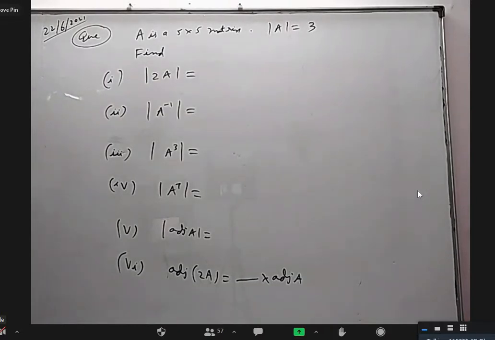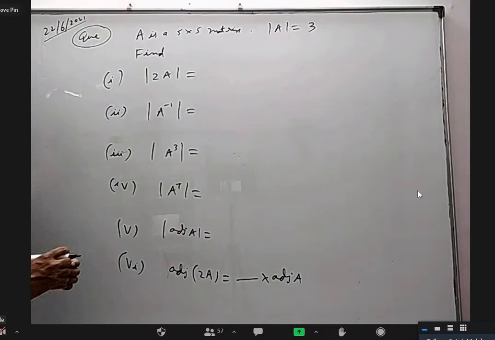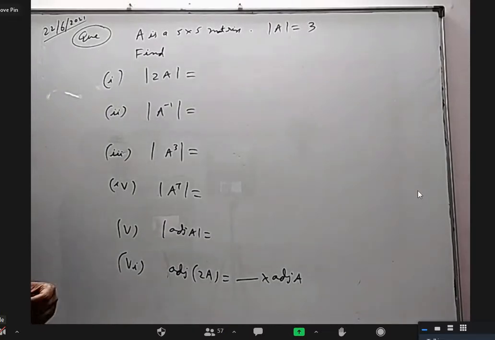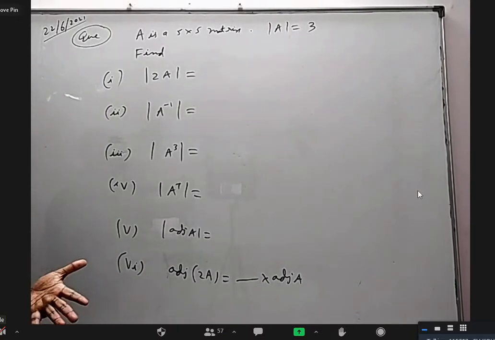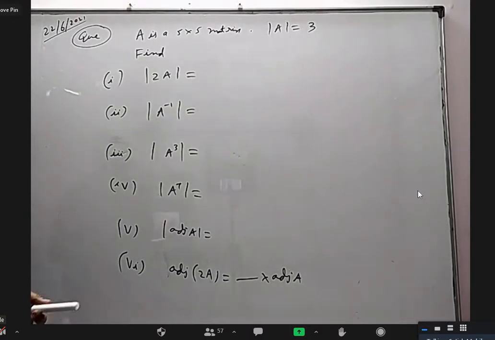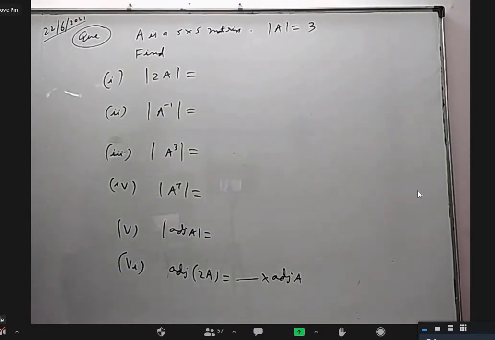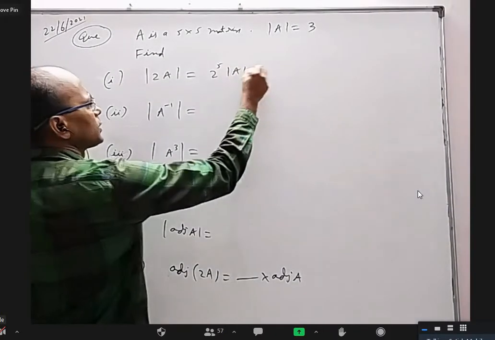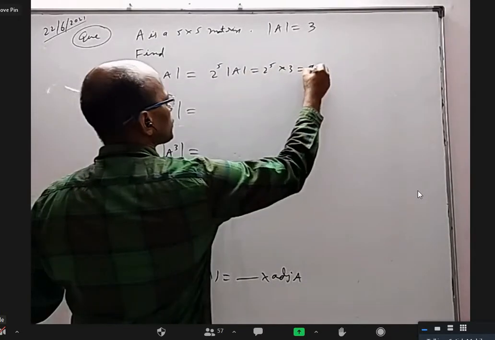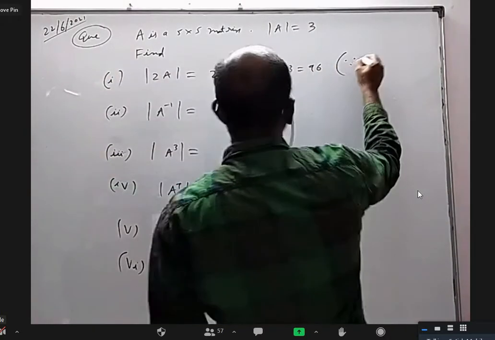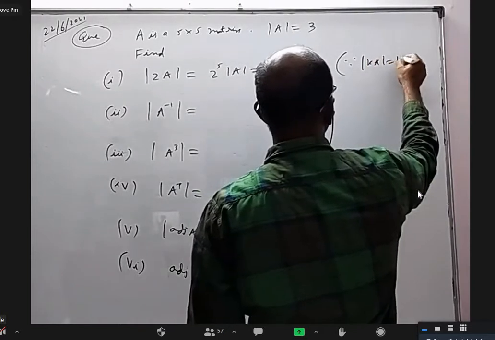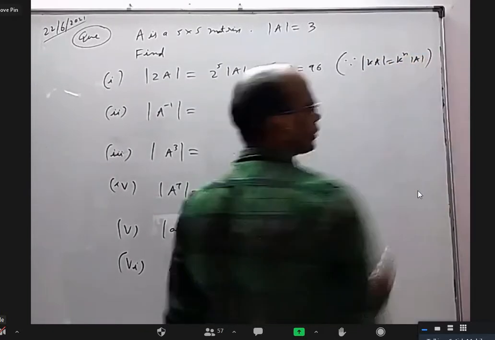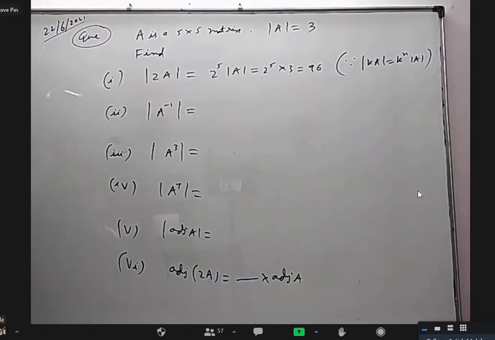Sir, is first one answer 32, sir? Determinant of 2A? No, sir, 96. Yes, you have to multiply into 3 also. It is 2 power 5 into det A, which is 2 power 5 into 3, which is 96. What is the formula? Det of Ka is K power n into det A, because K will come common 5 times because it is a 5 by 5 matrix.